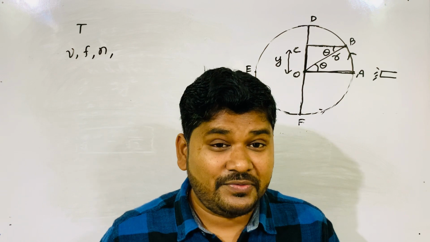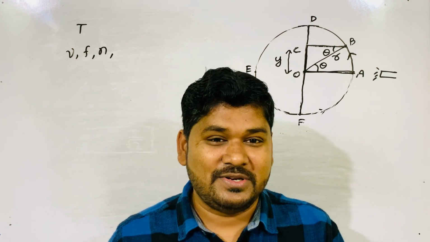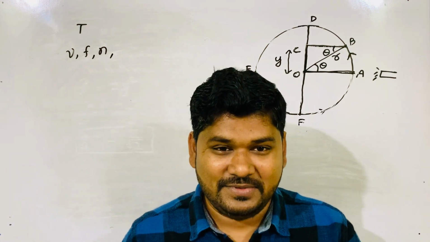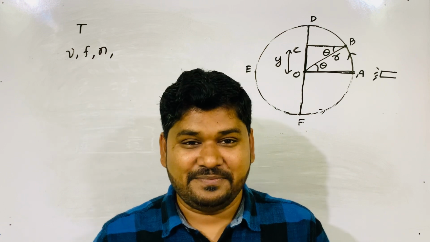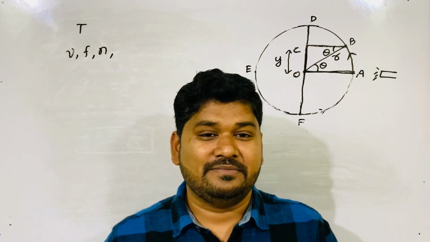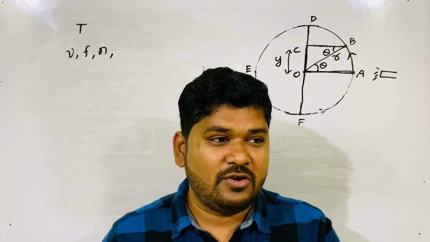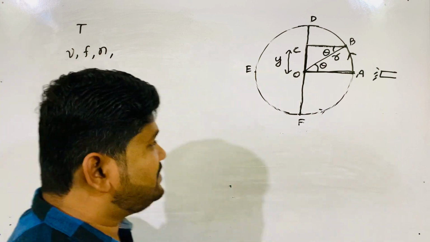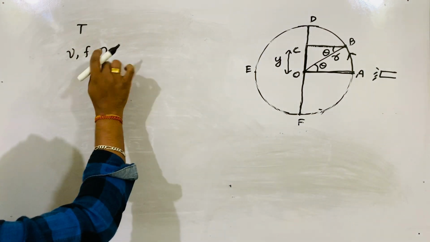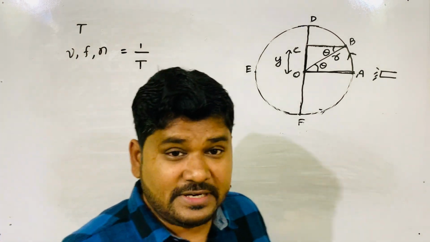The number of revolutions in unit time, that is in circular motion. But here, the number of oscillations in unit time is called frequency. In 1 second, how many oscillations it does, that's called its frequency. And the frequency formula is, any symbol you can use, 1 by T, the reciprocal of time period. It's very simple.